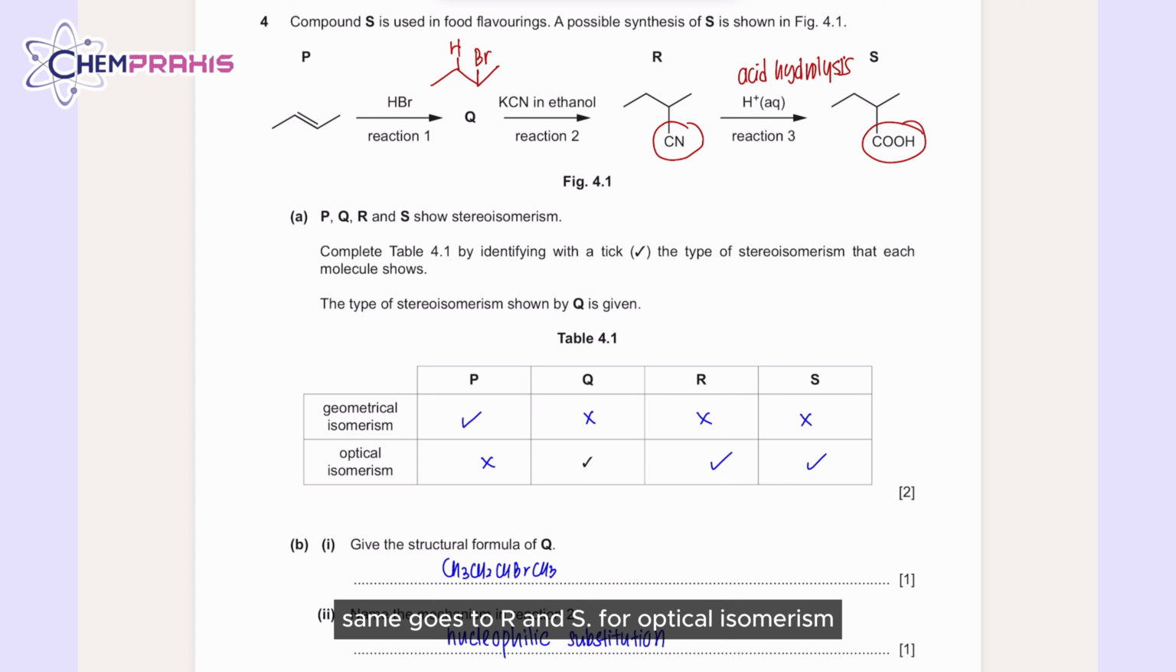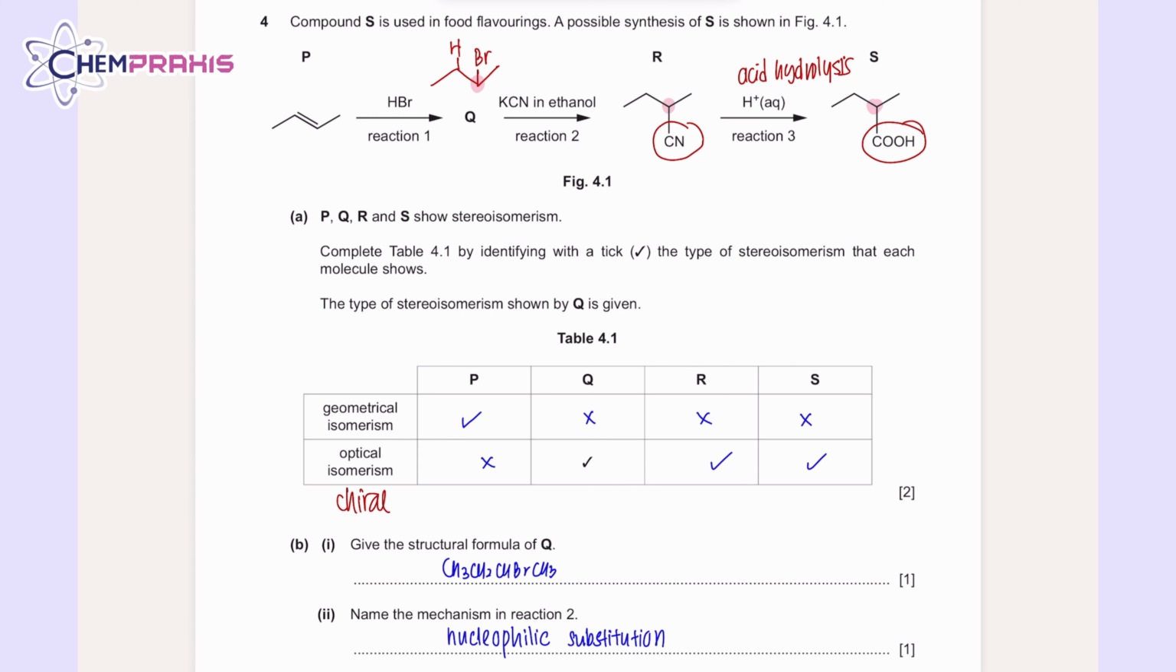For optical isomers, you need to have a chiral carbon. So for the first one, they don't have a chiral carbon, but for the second one, we have the chiral carbon here. And then for the third one, this is the chiral carbon, and this is the chiral carbon as well. So for Q, R, S, all of them have optical isomerism.